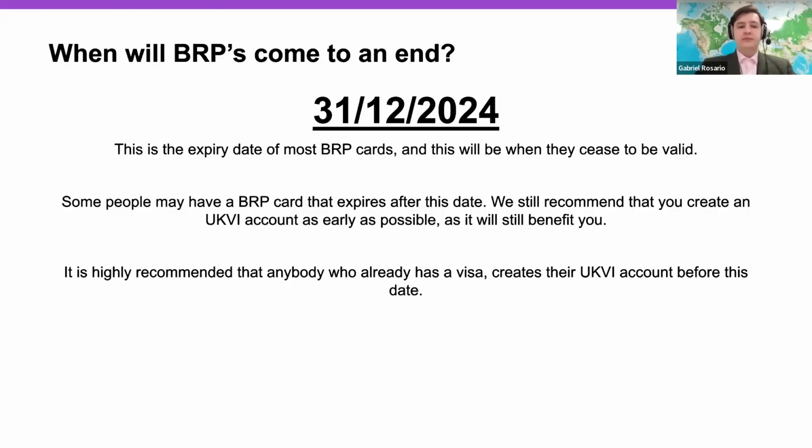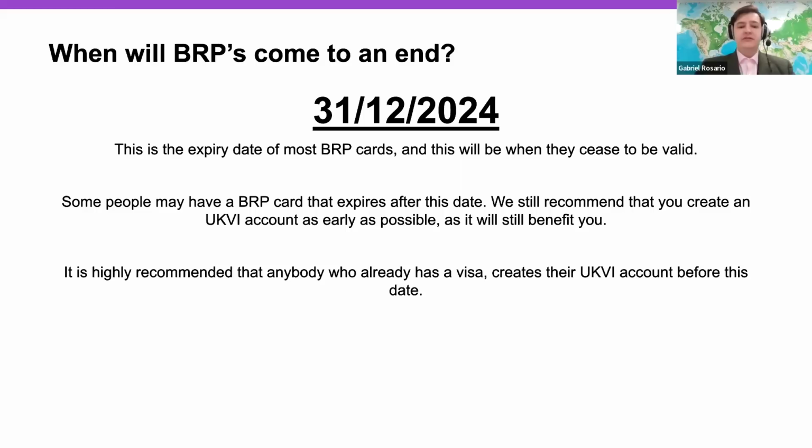When will BRPs come to an end? If you have previously been in the UK, or if you know people who have been in the UK to study with us or for any other reason, they would likely have a BRP card that expires no later than the 31st of December 2024. This date only came into fruition in 2016, so those who had visas granted before that date may still have documents that are valid beyond then. However, this is very uncommon, and it should still be replaced with an e-visa at the earliest opportunity.